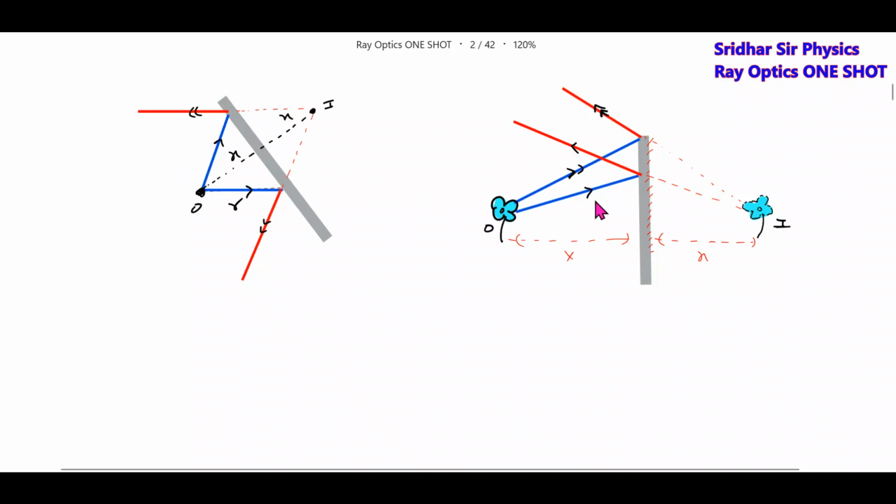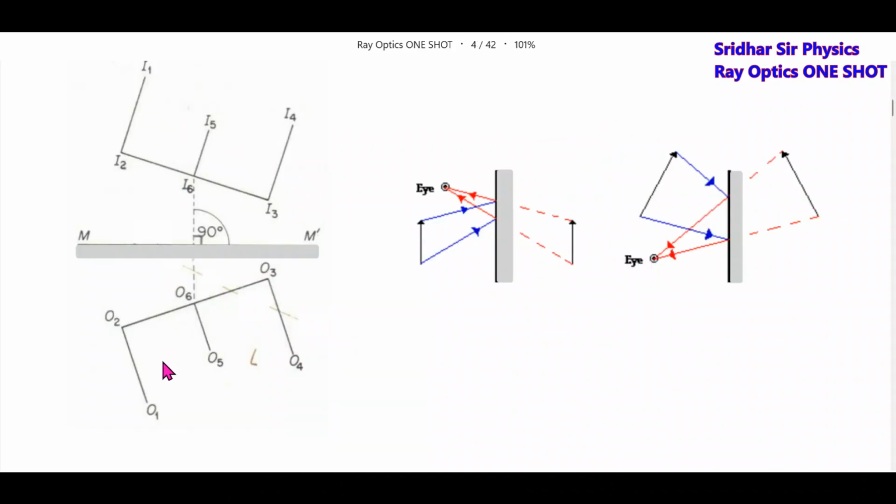You can keep any object, its corresponding image will be the same size. Some E-shaped object is kept here. Then the corresponding image will be this one, and this is the mirror. Object distance should be equal to image distance. Look at this distance: this length should be equal to this, this length equal to this, and this length will become equal to this. No magnification, and there will be lateral inversion.